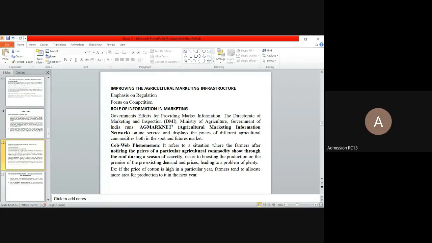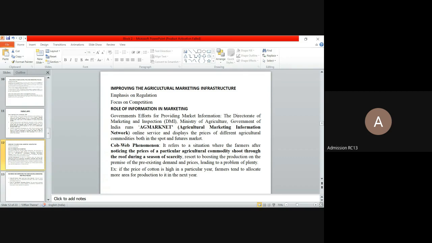One more phenomenon is there, that is cobweb, which is referred to as whenever a farmer, for example, notices that the price of the cotton he has produced or his neighbor has produced goes high and the demand for that particular product is high, next time he will focus more on that, and he will allocate his area of production for that itself next year. This is called the cobweb phenomenon. He will be inside his web only.